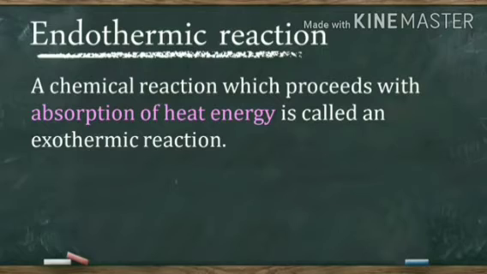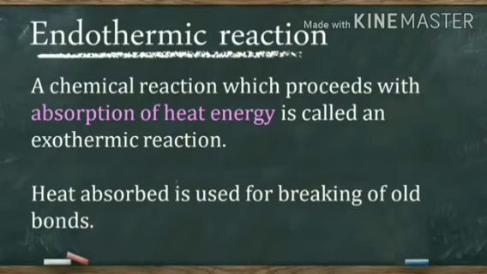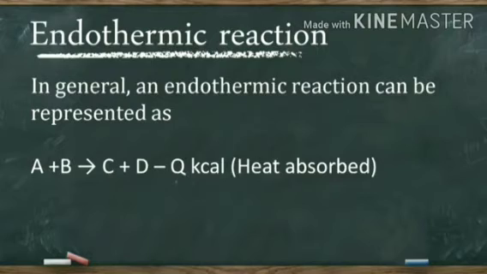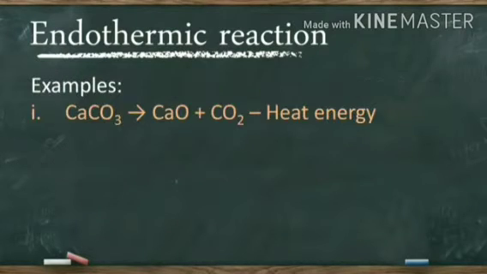So we can say that a chemical reaction which proceeds with the absorption of heat energy is called an endothermic reaction. The heat absorbed during the chemical reaction is used for breaking of old bonds to make the new products. Generally, the endothermic reaction is represented by writing the amount of heat absorbed during the reaction on the product side with minus sign. For example, decomposition of calcium carbonate to form calcium oxide and carbon dioxide is an endothermic reaction.